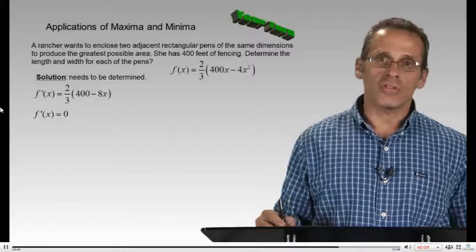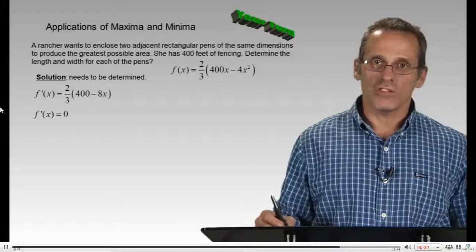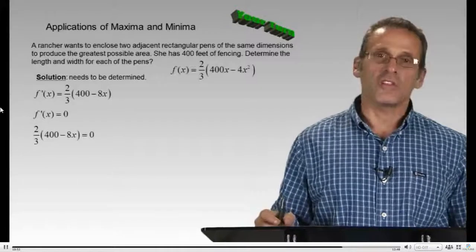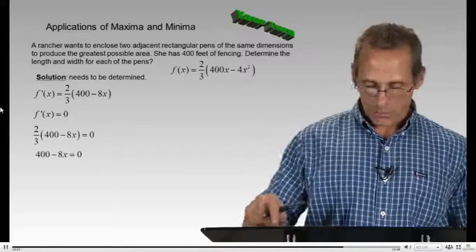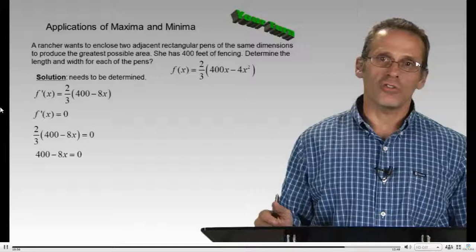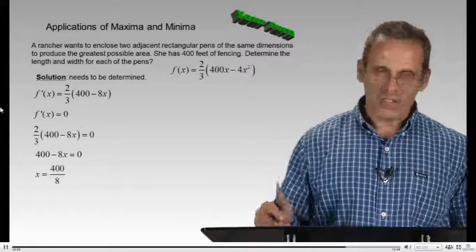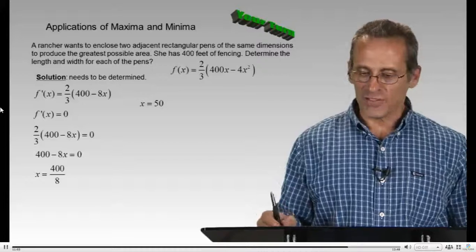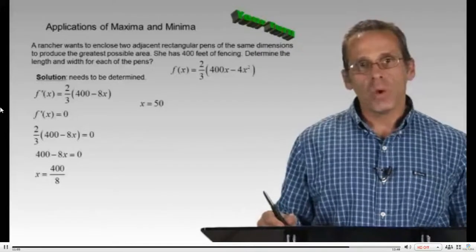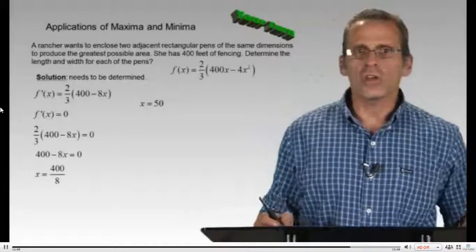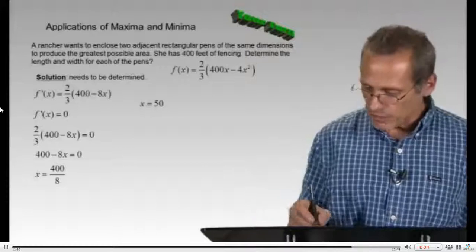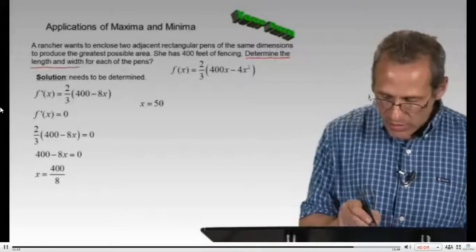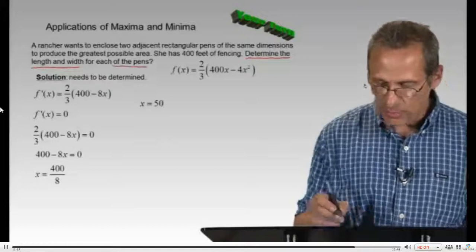And then we set the derivative equal to 0. It's defined everywhere, so now we want to solve. Set the equation equal to 0. Divide both sides by 2/3. Isolate x, and we get 400 divided by 8. x is 50. We pause and say, what was the question requiring of us? It required that we find the length and the width of each of the pens.